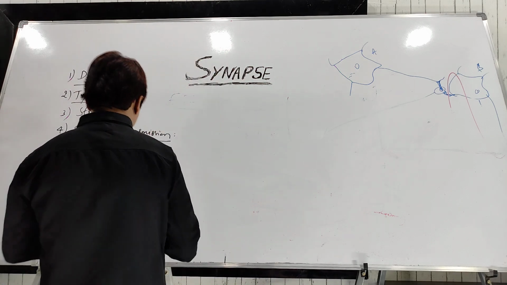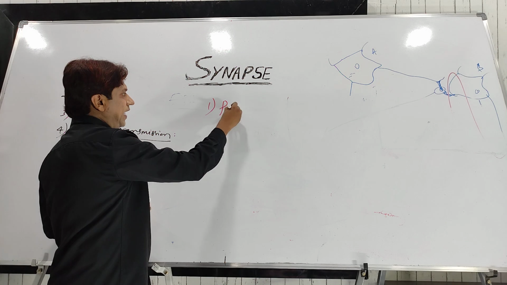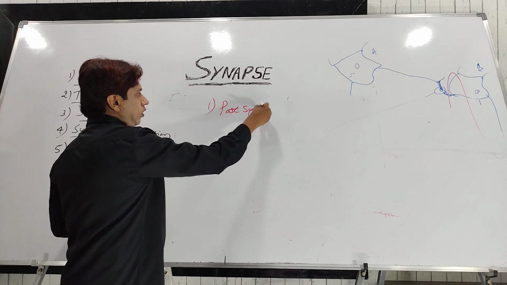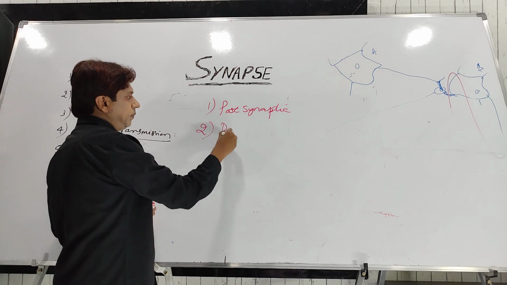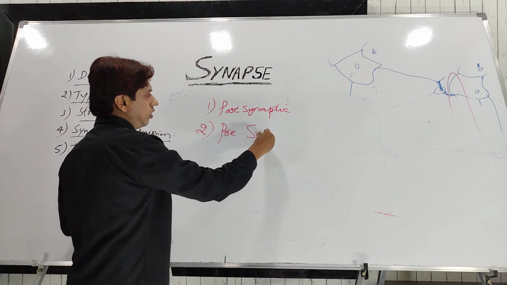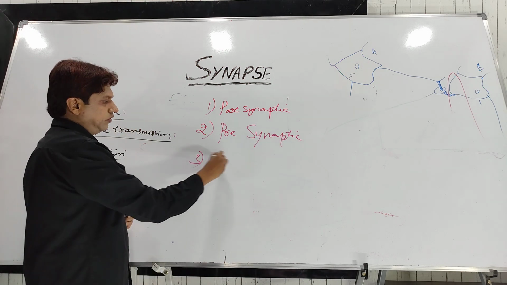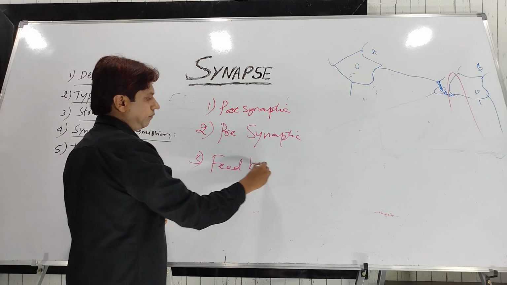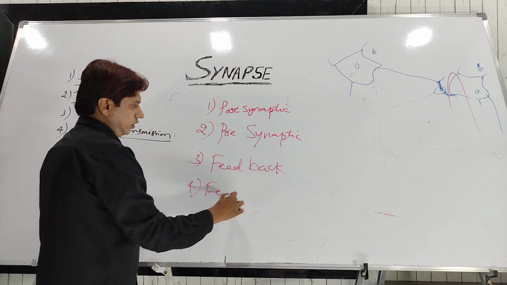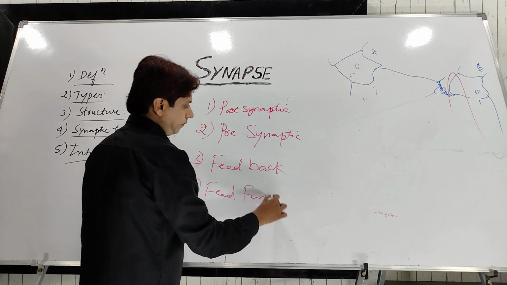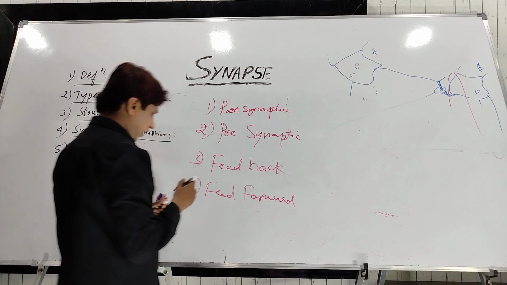So the first one is postsynaptic inhibition or direct inhibition. Second is presynaptic inhibition or indirect inhibition. Third one is Renshaw cell inhibition or feedback inhibition. And finally the feed forward inhibition. Okay, I will tell briefly about these types of inhibition.